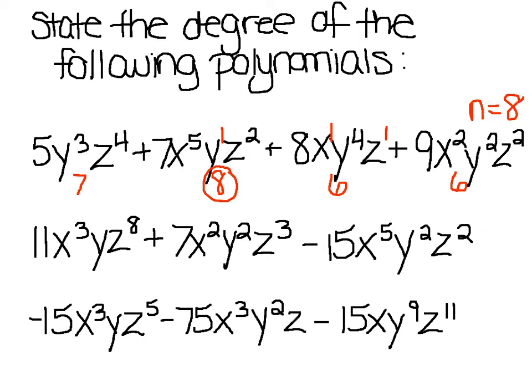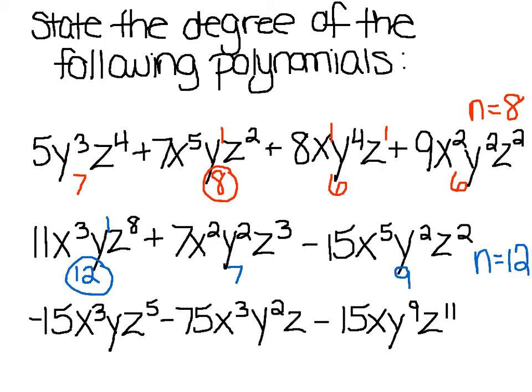For the second one, we have a degree of 1, so we have a total of 12. We have 7, and we have 9, because 5 plus 2 plus 2 is 9. Well, again, we want the highest degree, so n is going to equal 12. The degree of the second polynomial is 12.